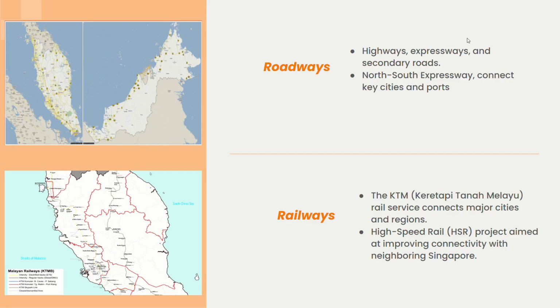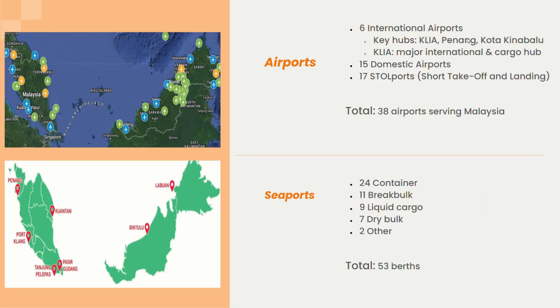In the roadways section, there are highways and expressways which connect the key cities and ports. For railways, they have the KTM service and a high speed rail which connects them with Singapore. They have 6 international airports, 15 domestic airports, and 17 STOL ports. They have various seaports, with 53 berths.